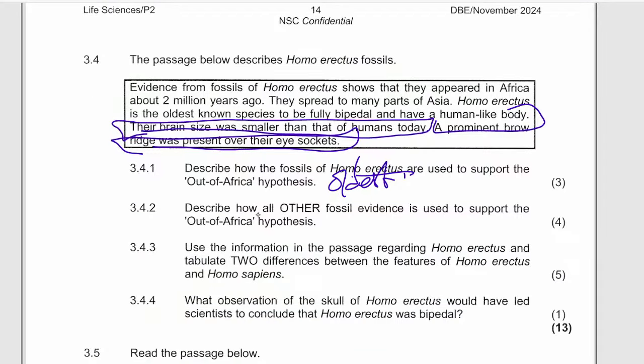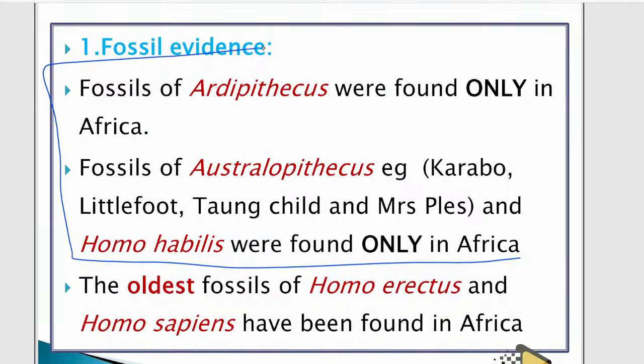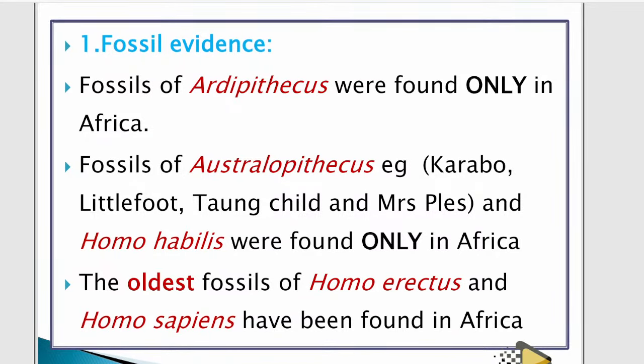Then we go to the next question. Describe how all other fossils are used to support the out of Africa hypothesis. So you come back again. Fossils of Ardipithecus were only found in Africa. This word only is a key point. Then fossils of Australopithecus; you can say, for example, Karabo, Little Foot, whatever. That's what I said even yesterday. And the Homo habilis were only found in Africa. That's it. You are supposed to write that answer. They just split this page into those sections.